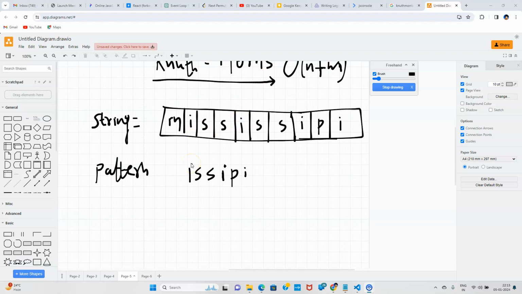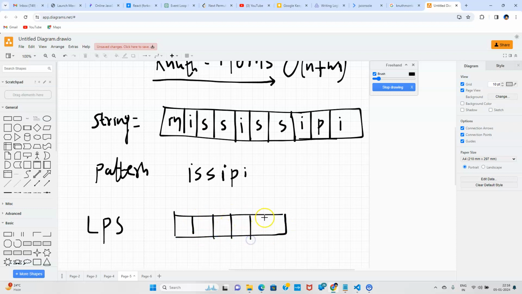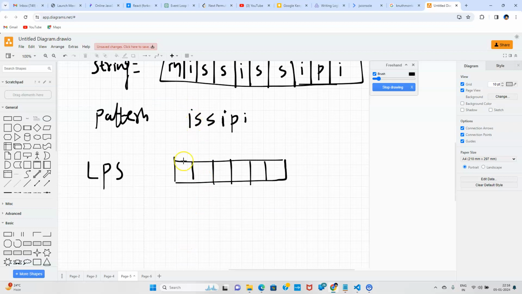In the Knuth-Morris-Pratt algorithm, the main logic behind this solution is how we build the longest prefix suffix table. In general, we call it the LPS table. So LPS stands for longest prefix suffix table. Here we have a pattern of length 6, so the LPS table is going to have length 6: 1, 2, 3, 4, 5, 6. So the LPS table is going to be like this.